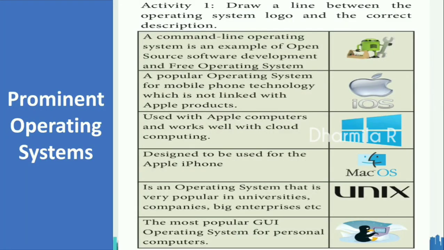And this is the last topic of this lesson, that is prominent operating systems, that is important operating systems. Here we have a student activity. On one side operating system logos are given, and on the other side the descriptions of operating systems are given. What you have to do is draw a line between the operating system logo and the correct description. Like match the following, you have to identify the correct one. So try to do this, read the description and guess which operating system the description is given for. So all the best.